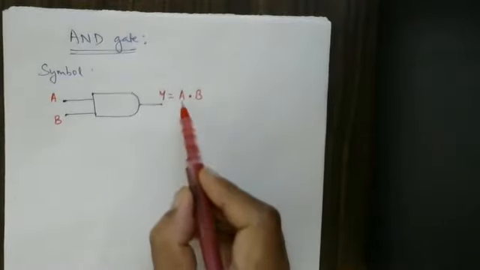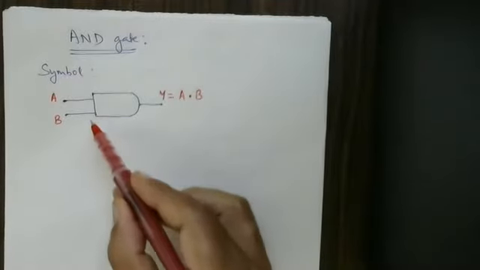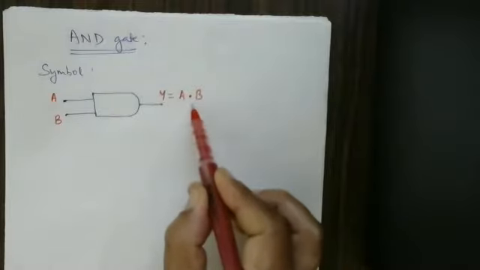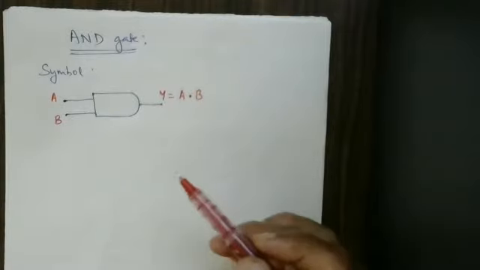This is the circuit symbol, where Y is equal to A dot B is called the Boolean expression. This is a relation between input and output. Between input and output, a relationship is present. That relationship I have written: Y is the output, A is the input, B is the input.